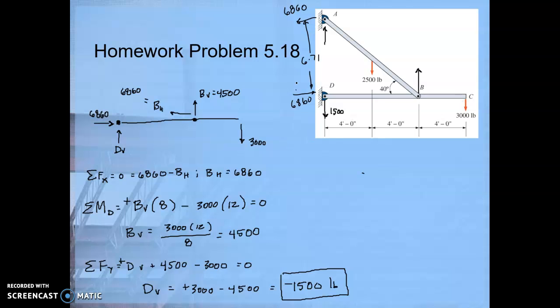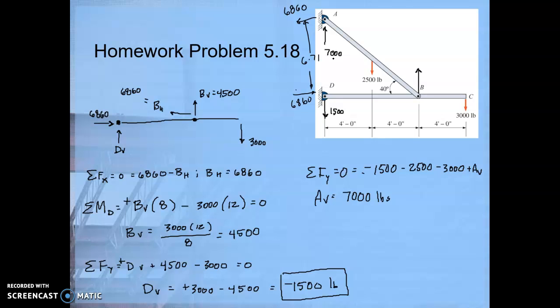So we can take a step back, look at the overall frame as a whole, and we can find the vertical reaction force at A by summing forces in the y direction. That's going to equal negative 1,500, negative 2,500, and negative 3,000, plus A in the vertical direction. So that means AV is equal to 7,000 pounds.